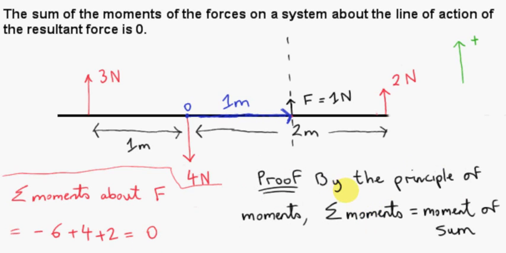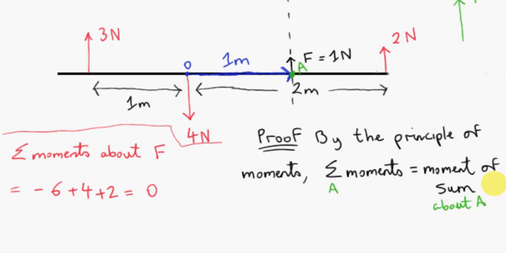So to prove this, we just note that by the principle of moments, the sum of the moments of the forces on the system about any point is equal to the moment of the sum or resultant of the forces about that point. So we can choose our point to be anywhere in the system. So what we do is we choose a point on the line of action of the force. Let's call this point A. So the sum of the moments of the forces about the point A is the moment of the sum of the forces about A. But we know what the answer is to the right hand side of this equation. The moment of the sum of the forces about A, where A is on the line of action of the resultant force, is 0.